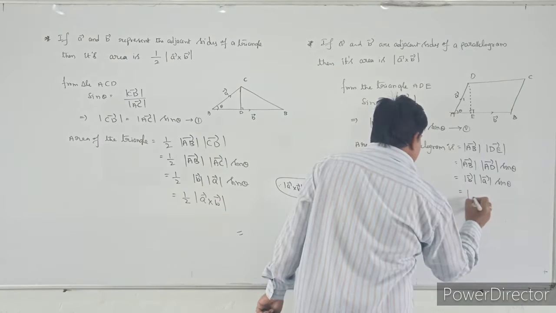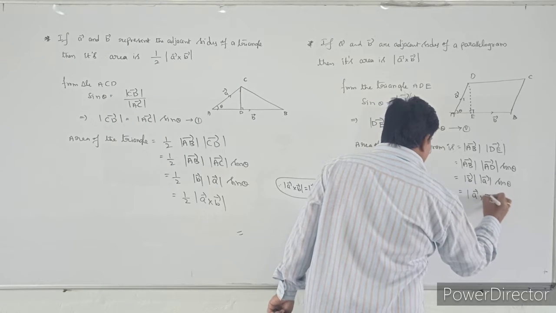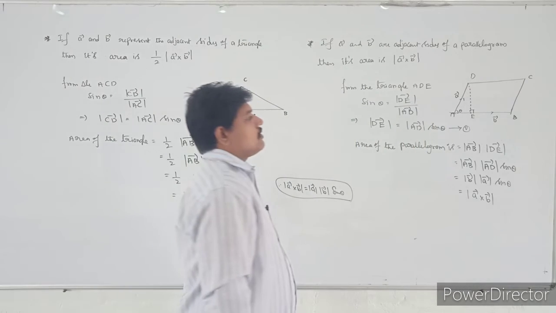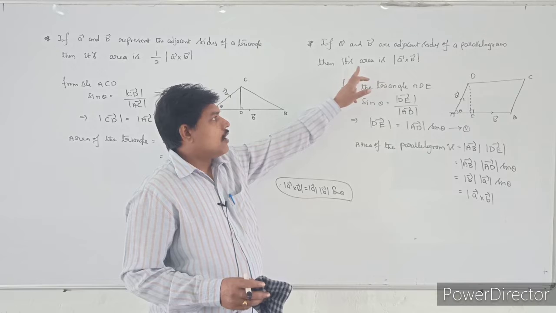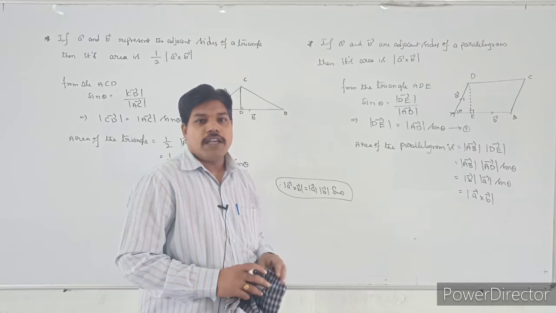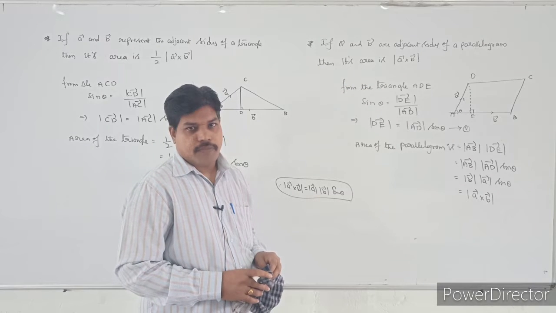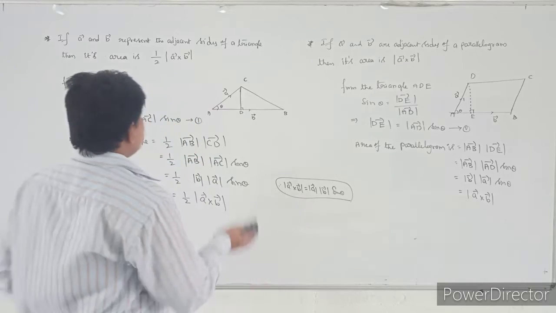So from this we can write it as mod A bar cross B bar. That is the proof. So if A bar, B bar are adjacent sides of a parallelogram, then its area is mod A bar cross B bar. Do you understand, students?